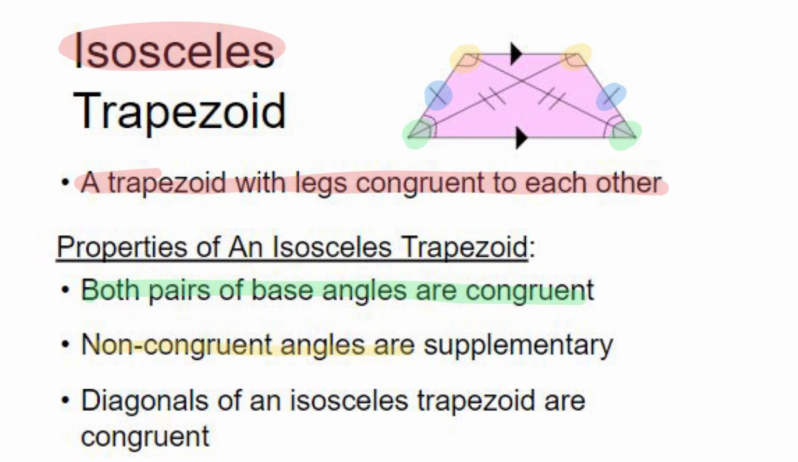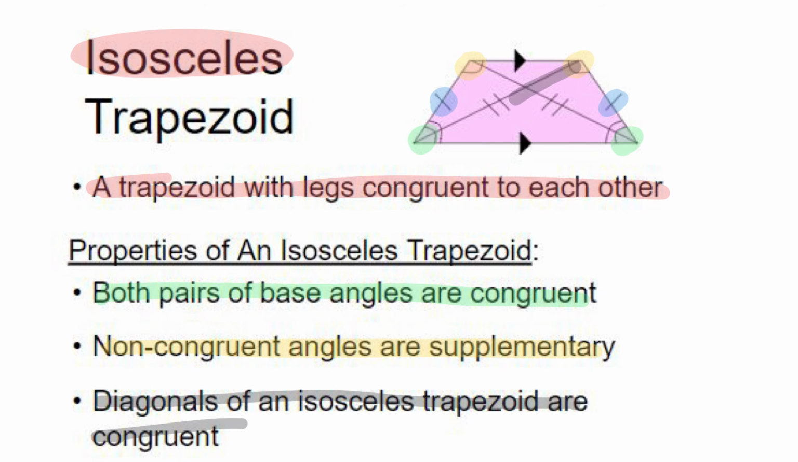Non-congruent angles are supplementary. Well, that was true about all trapezoids, so it's still true about isosceles trapezoids. And then the diagonals of an isosceles trapezoid are congruent. So this diagonal line here is congruent to this diagonal line here. The entire line is. It actually cuts it into 4 little segments, as you can see. 4 little segments being here, here, here, here.